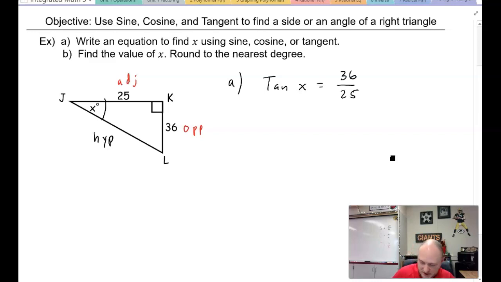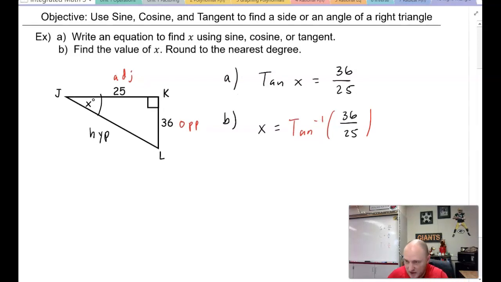Now I want to go ahead and solve for x, part B. So what I'm going to do is take the inverse of the trig function, so tan inverse of the side, that's 36 over 25. And then I'm going to go ahead and compute that.